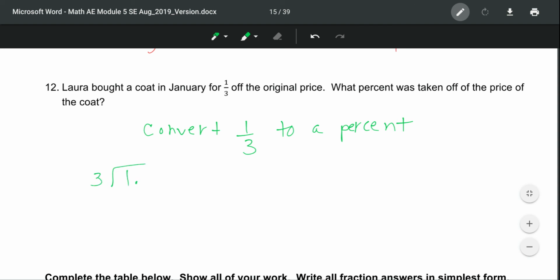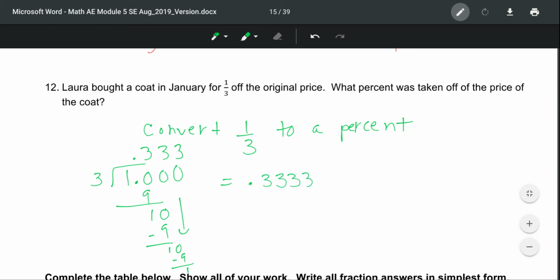So 3 doesn't go into 1 evenly, so add a decimal point, add a 0. 3 goes into 10 3 times. So add another 0. 3 goes into 10 3 times again. And notice how the same pattern is going to keep repeating. So this would be 0.3 repeating. So the 3 is just going to keep going on forever.